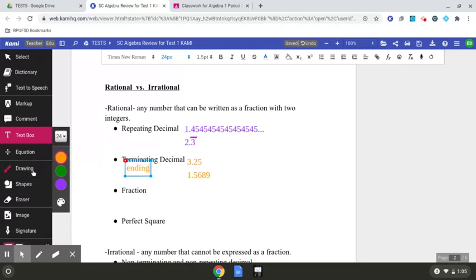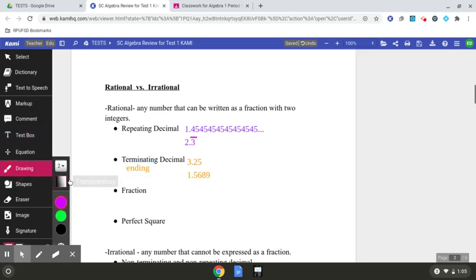Okay, next we have fractions. So all fractions written with 2 integers are considered rational numbers. So we could have 2/3, that's rational. I could have -5/6. Again, that's rational. Okay, they're fractions, but they're rational.